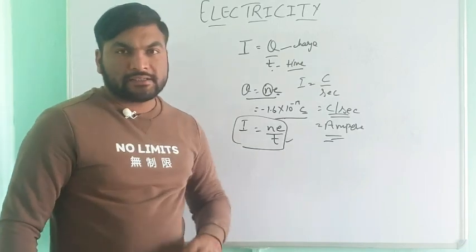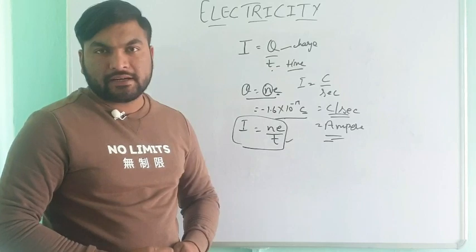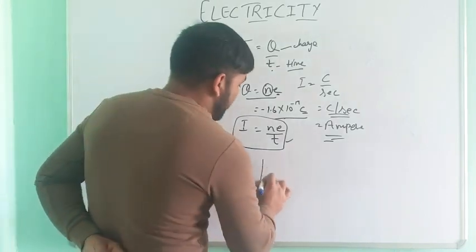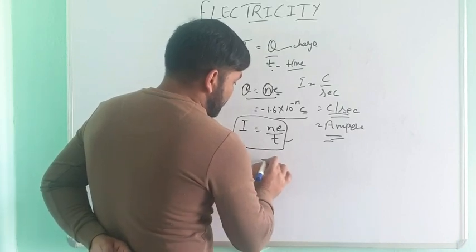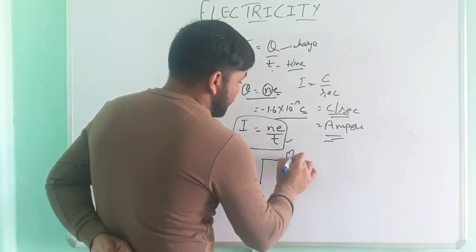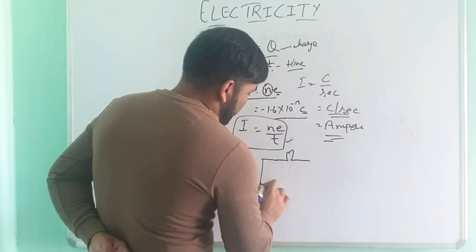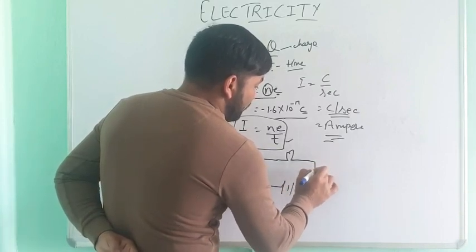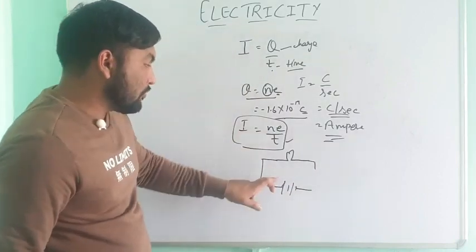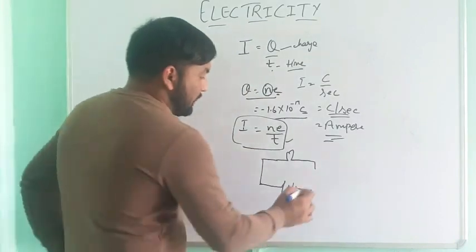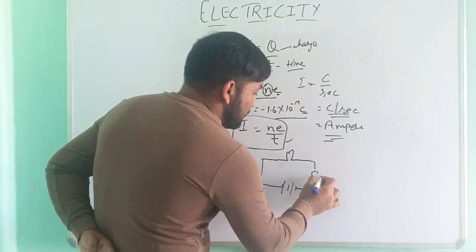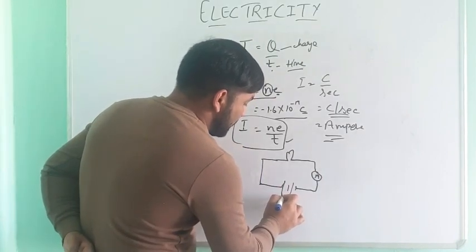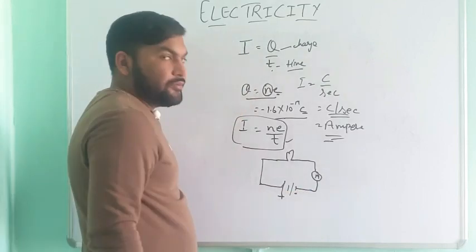To measure electric current in a given electric circuit, we use an ammeter. How? We connect the ammeter in series. As this is an electric bulb and this is a battery, if we have to calculate the electric current flowing in this circuit, we have to connect an ammeter in series like this. This is the battery, this is the positive terminal and this is the negative terminal of the battery.